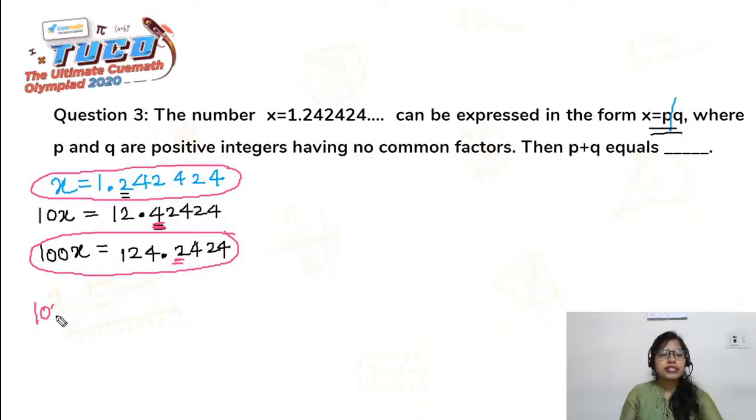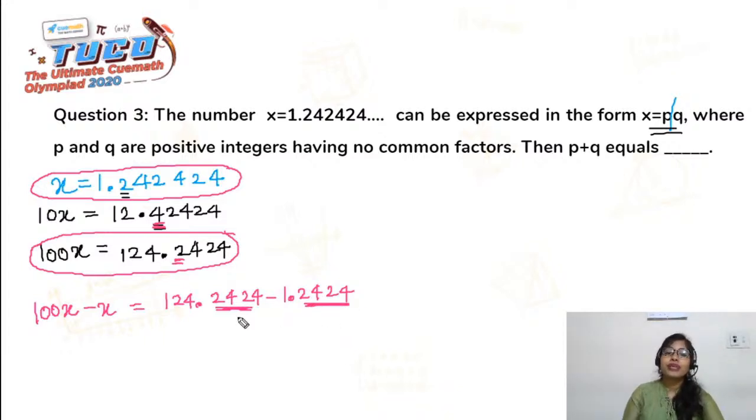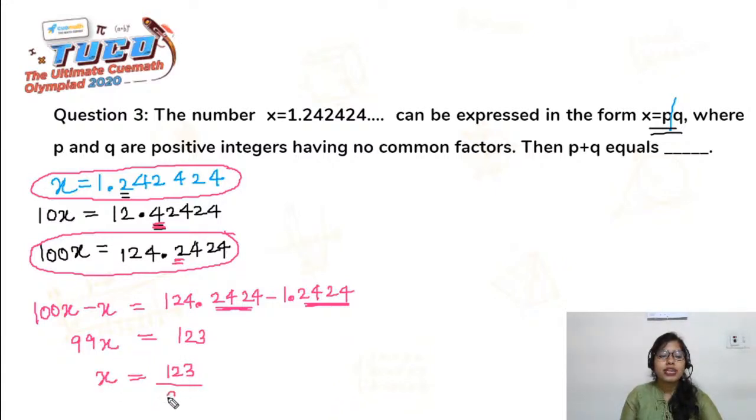So when we subtract 100x minus x, this would give us 124.2424 minus 1.2424. As you can see, the 2424 and 2424 are all going to be cancelled out, and we are going to have 124 minus 1, which is going to give us 123. And 100x minus x is going to give us 99x. So from here, x is equal to 123 upon 99.